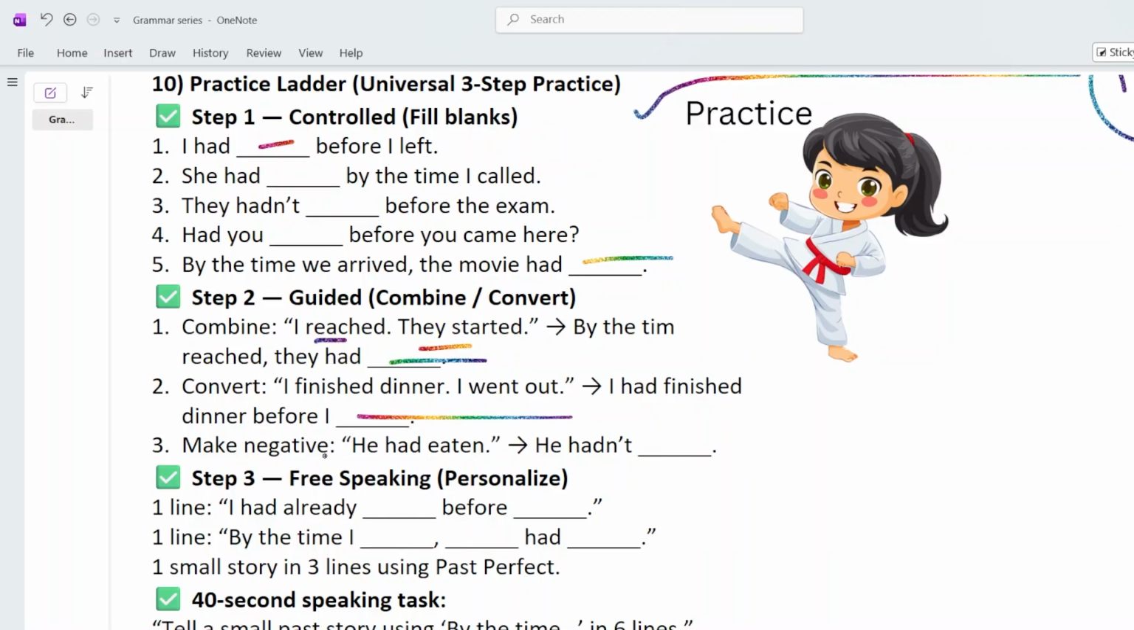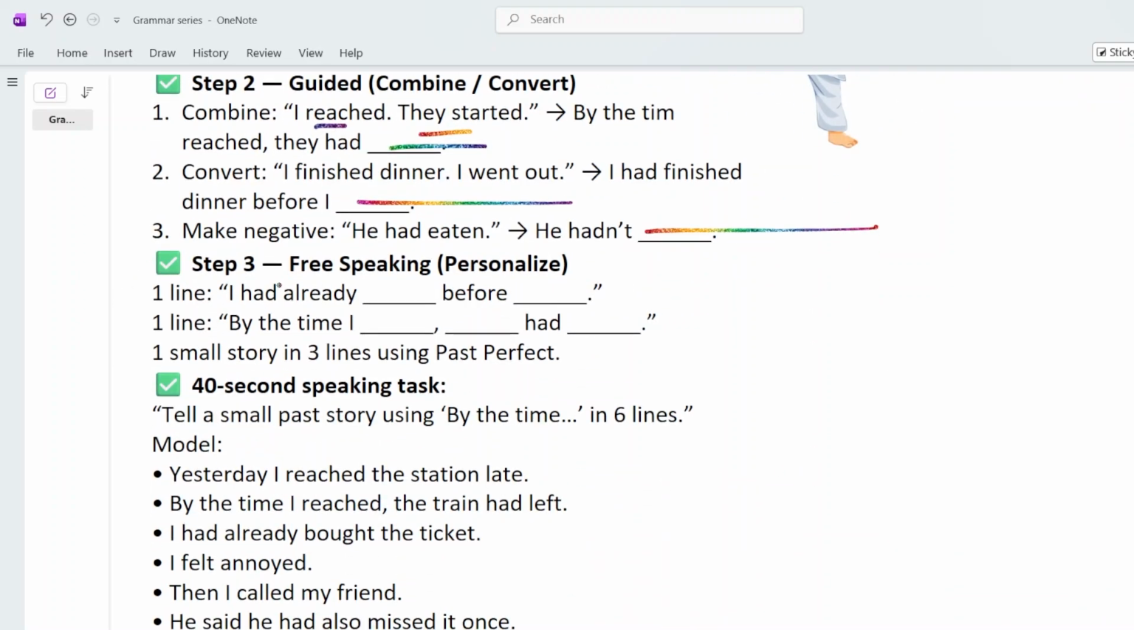Make it a negative format, that is, he had eaten. Okay, he had eaten. Make it a negative form. He had not dash. All right, great. Now, this step 3 is free speaking, wherein I tell you you can personalize this. How do you personalize? How do you personalize, guys?